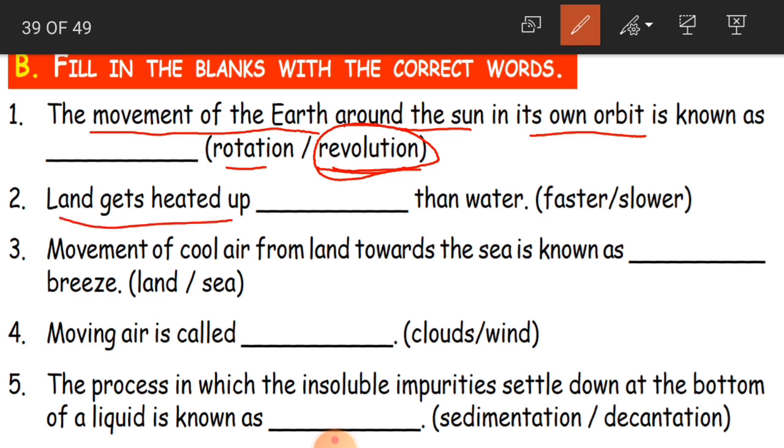Now, second question. Land gets heated up dash than water. Land gets heated up dash, whether faster or slower than water. And the answer is faster.